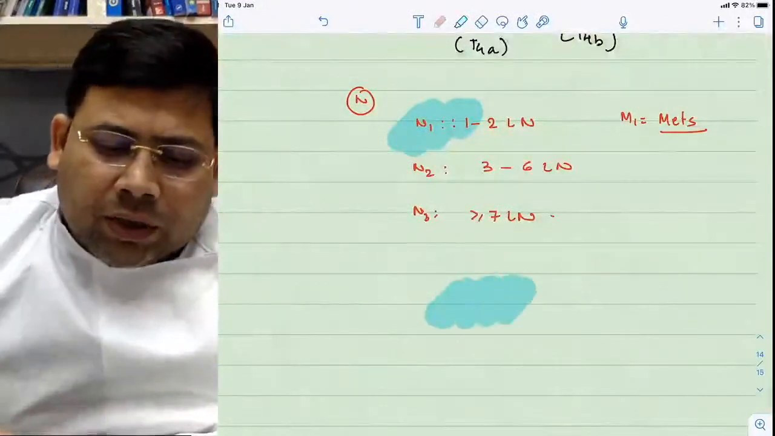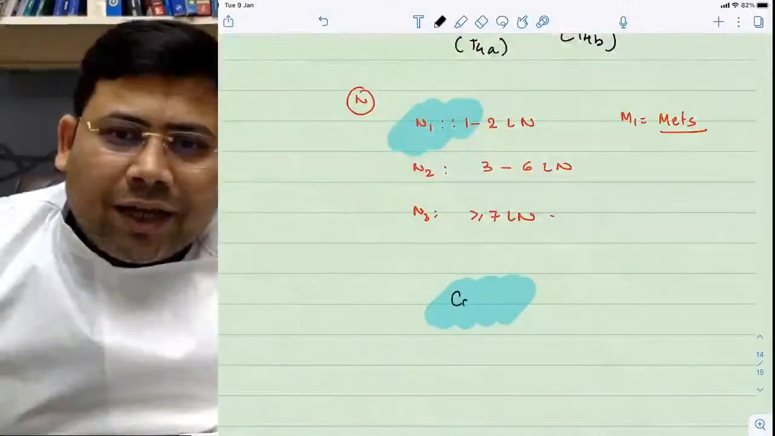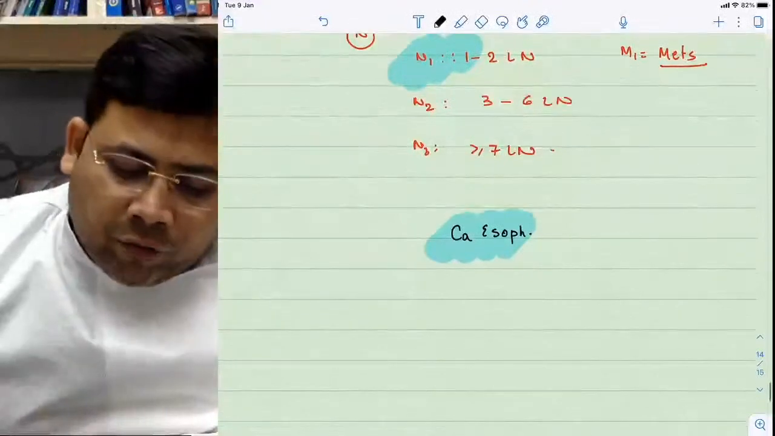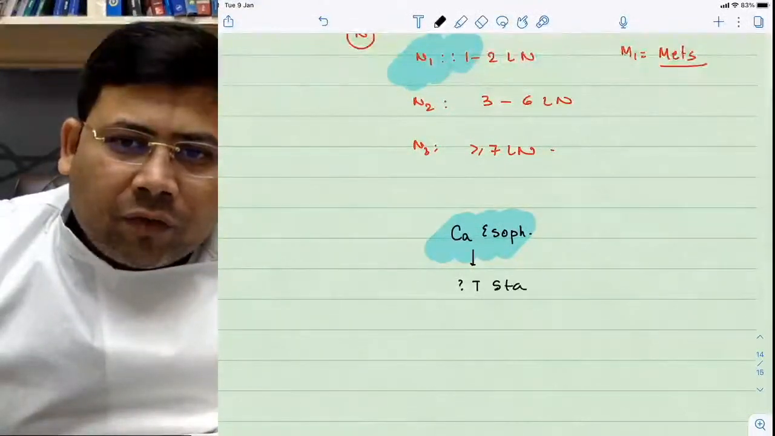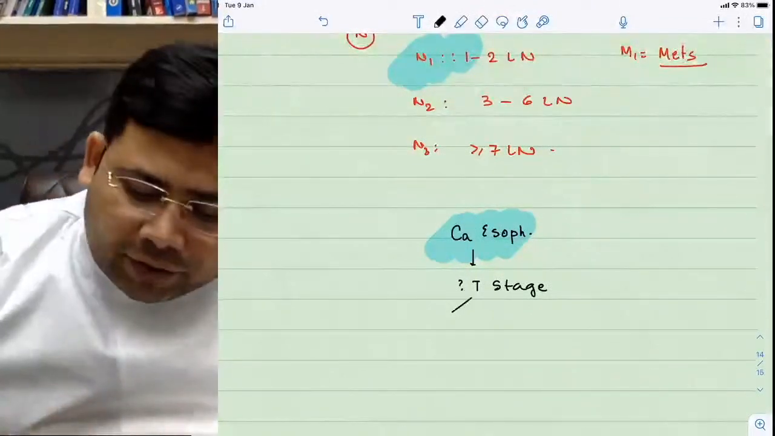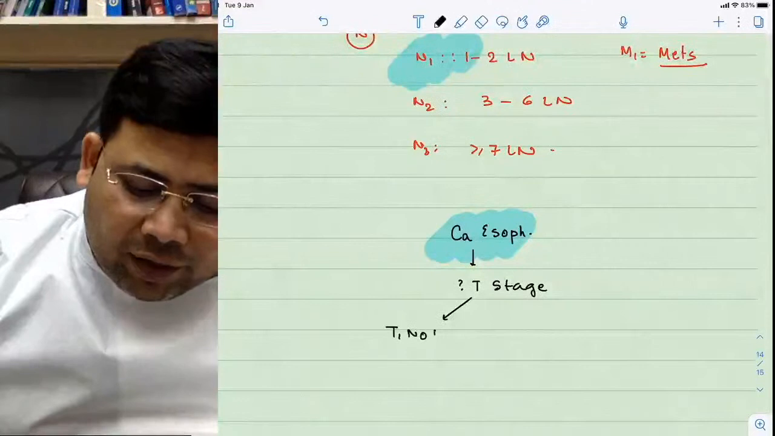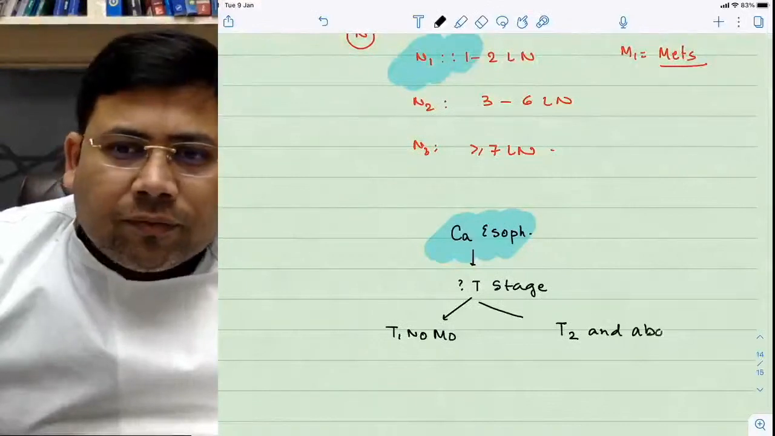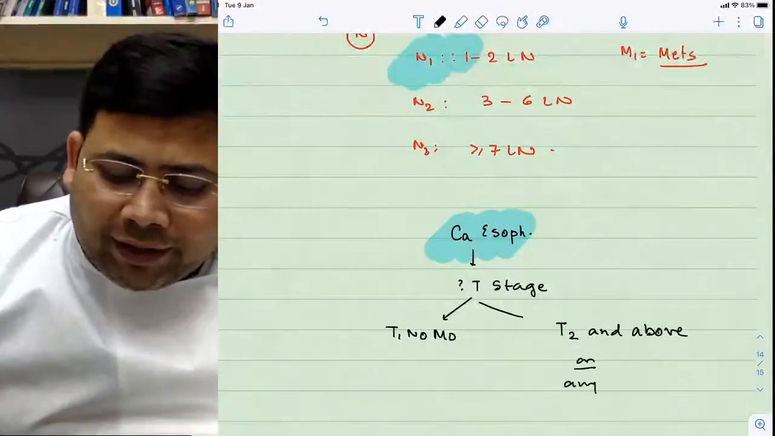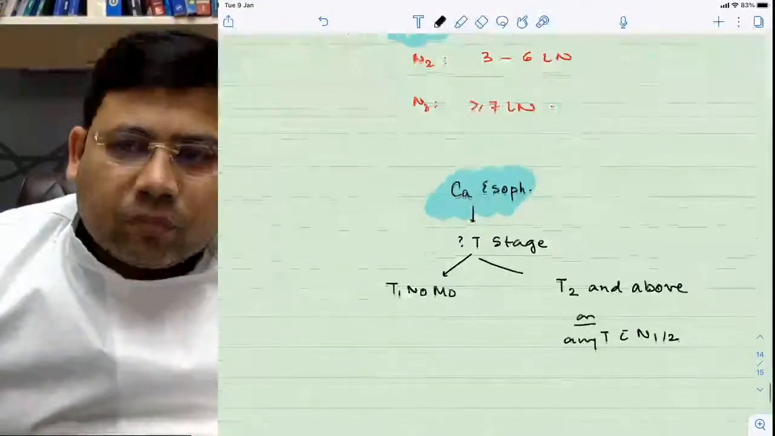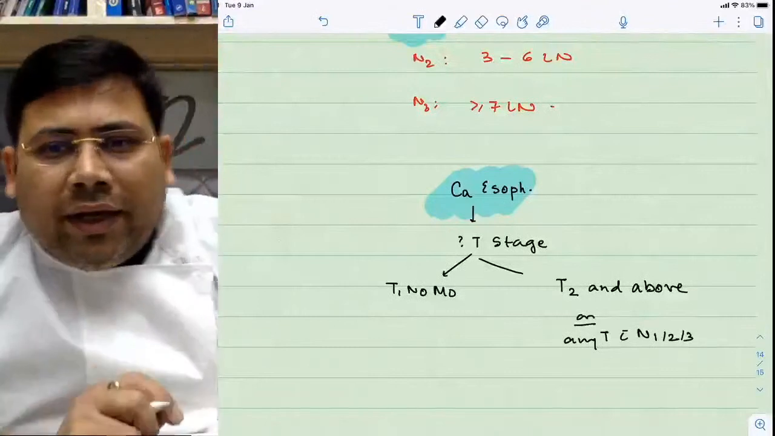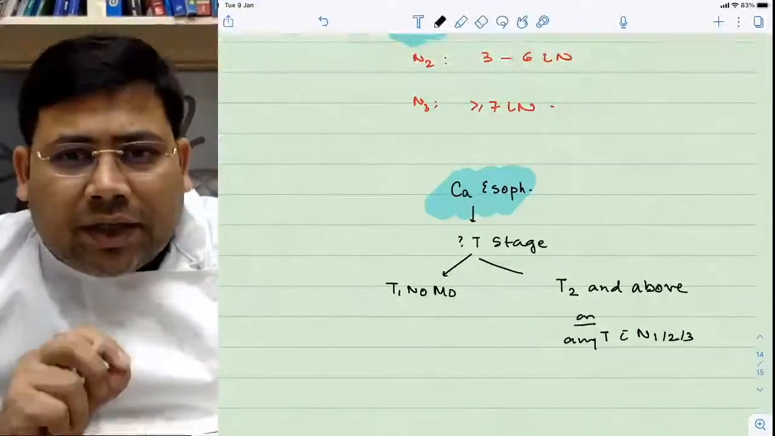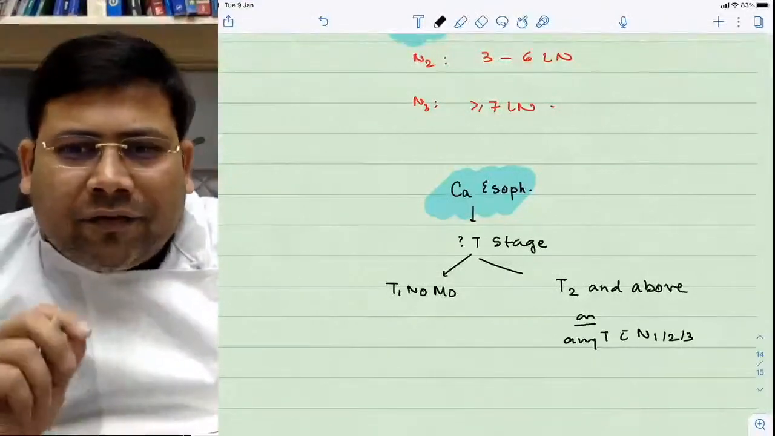Now, whenever we talk about a patient of CA esophagus, the next thing is, what is the T stage? If it is T1, N0, M0, or if it is T2 and above, or it is any T with N1, N2, or N3. Try to understand these things. So CA esophagus with T stage T1, N0, M0, T2 and above, or any T with N1, N2, N3.